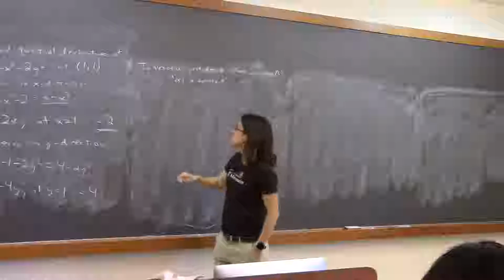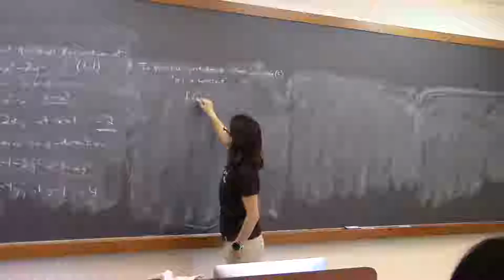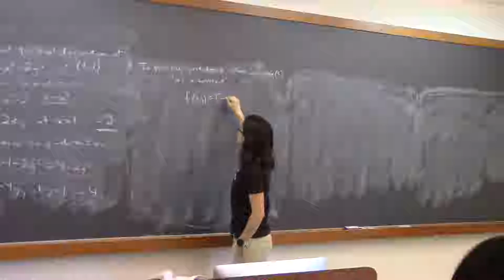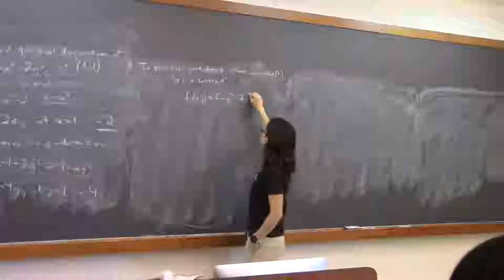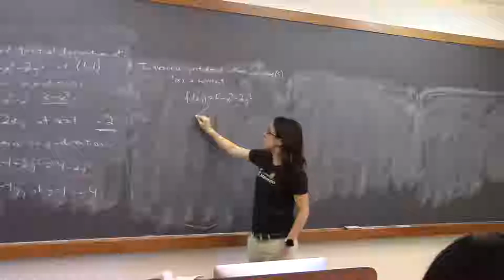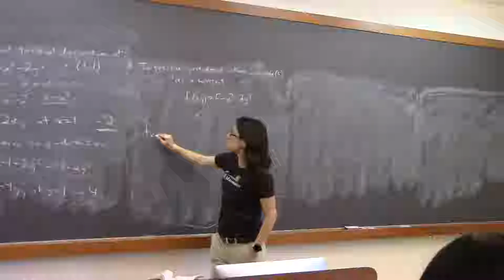So here's what we would do. So we have our function of x, y, which is 5 minus x squared minus 2y squared. Okay, and we want to take the derivative with respect to x.